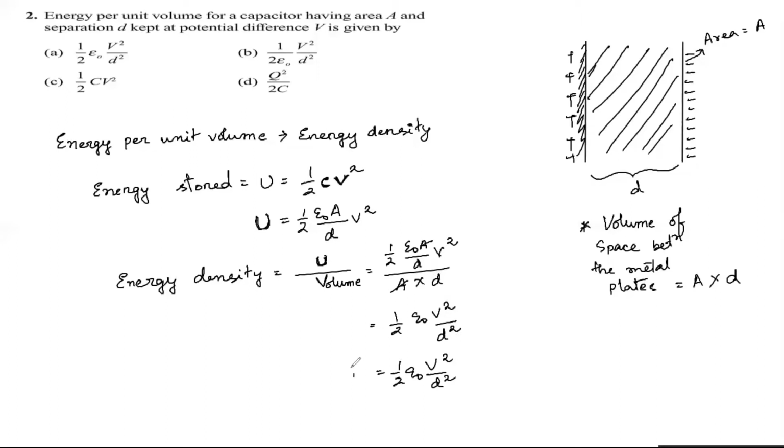Okay, if I represent it by small u, this is my energy per unit volume. Okay, so as you can see here, it is option number 8.